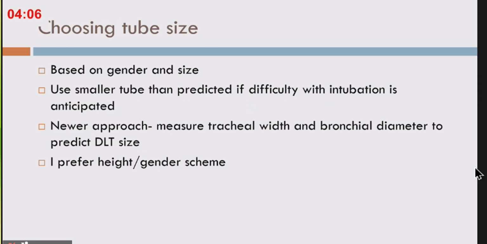Let's see. Choosing tube size. The double lumen tubes are anywhere from 26 French to 41. The majority of the patients in the U.S. use a 35 for the females and a 37 for the males, but I would imagine here maybe you might be able to use 32 and 41 as well. So it's based on gender and size. If you have a question about it, you want to use a smaller tube first to make sure that the diameter isn't too big for the patient.